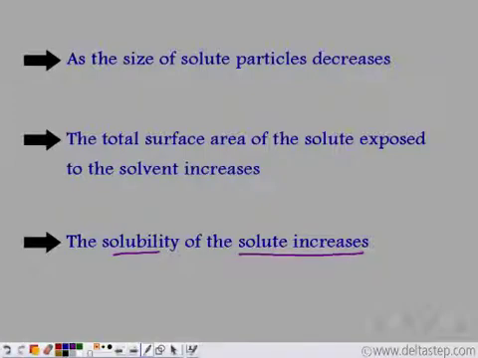So now which one do you think? Will salt powder dissolve faster or lumps of salt dissolve faster in a solution? We see that a greater surface area of the salt powder is exposed to the solvent molecules. So the salt powder dissolves faster as compared to lumps of salt.